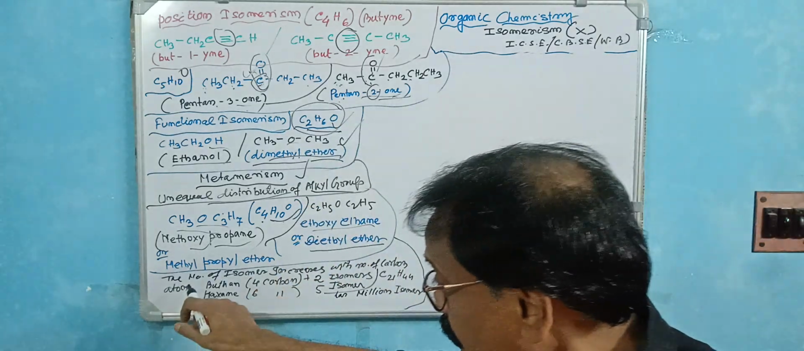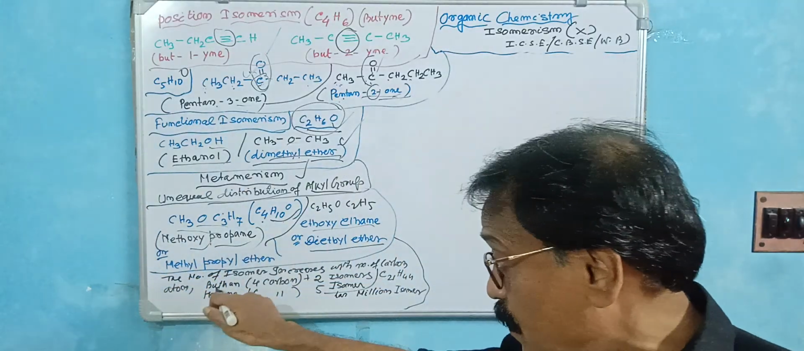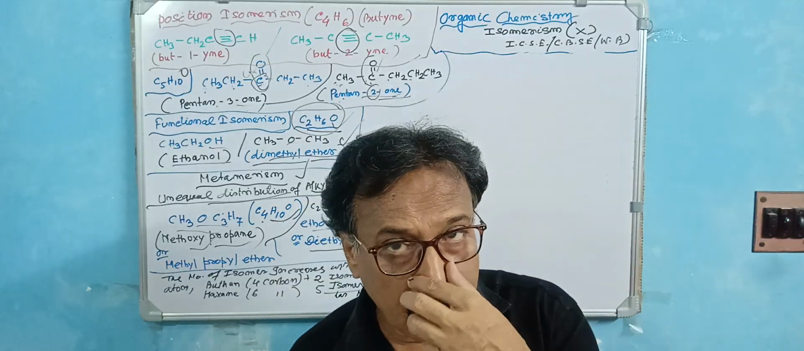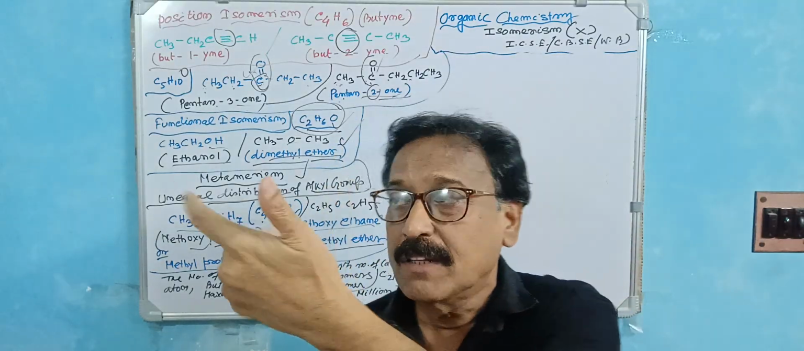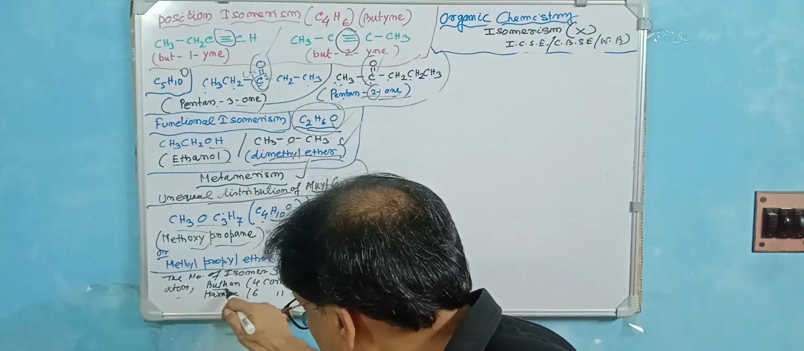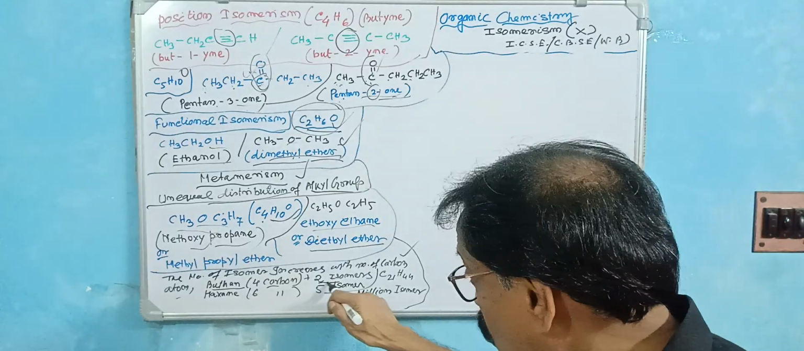Now one very important thing is that the number of isomers increases with the number of carbon atoms. If the carbon atoms increase from 2 to 4, the number of isomers increases. Suppose butane, 4 carbons, C4H10. Here there are only 2 isomers.